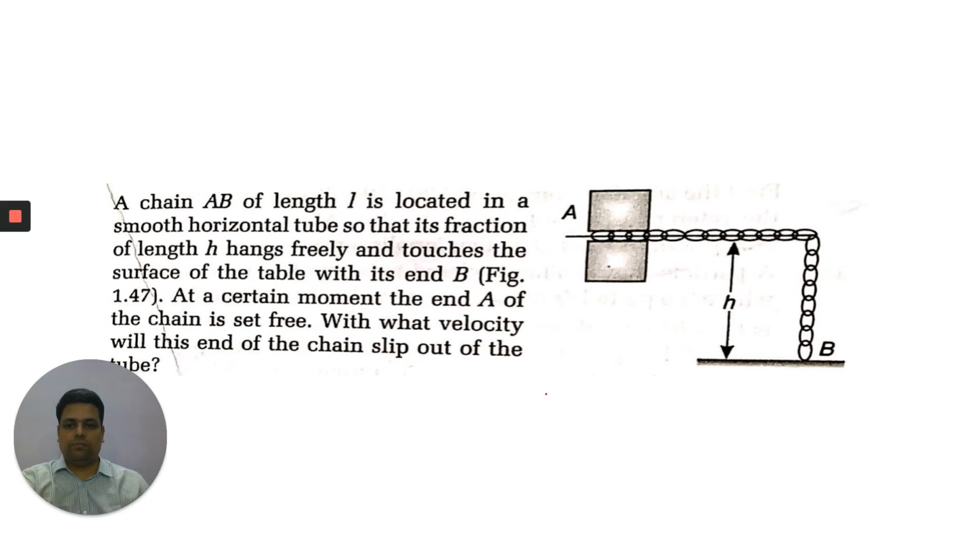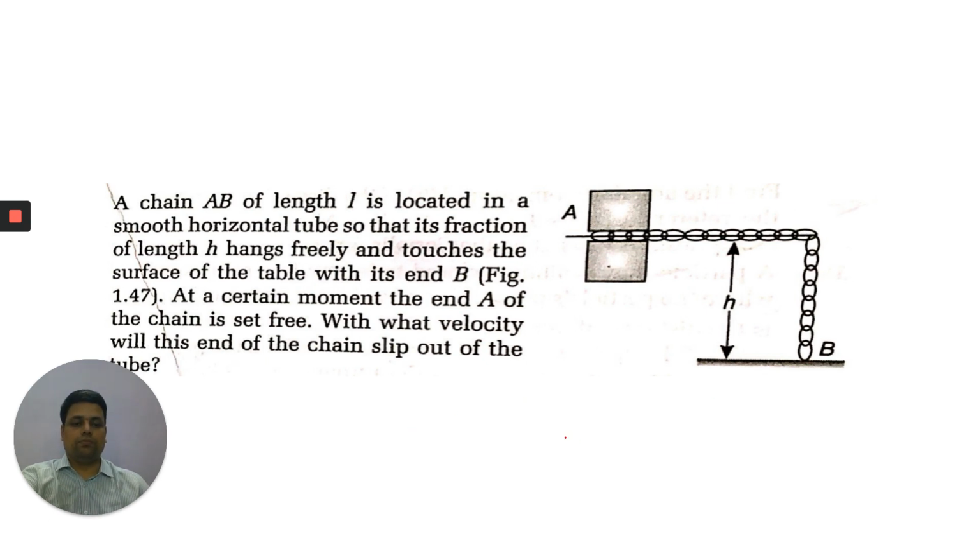Here is a problem of variable mass system. A chain AB of length L is located in a smooth horizontal tube so that its fraction of length h hangs freely and touches the surface of the table with its end B. At a certain moment, the end A of the chain is set free. With what velocity will this end of the chain slip out of the tube?